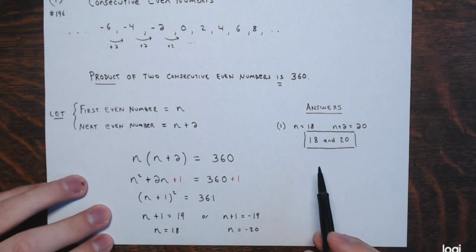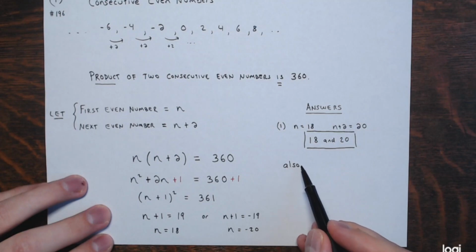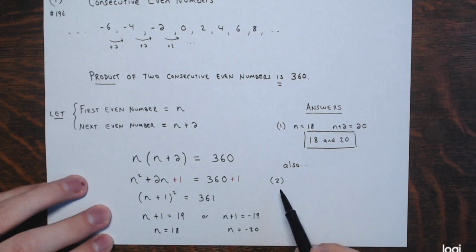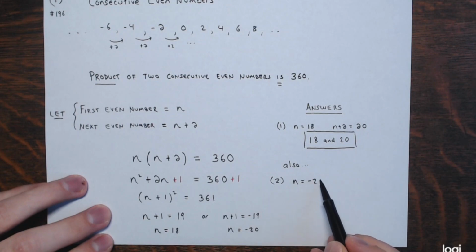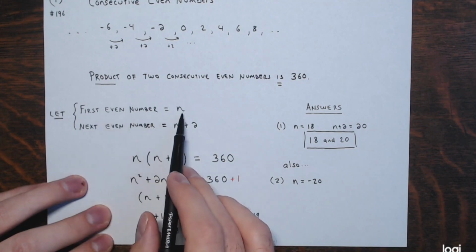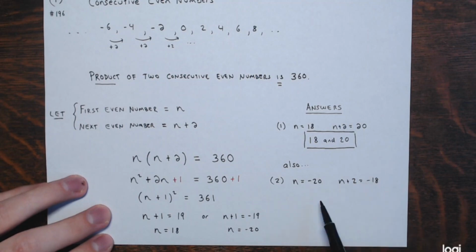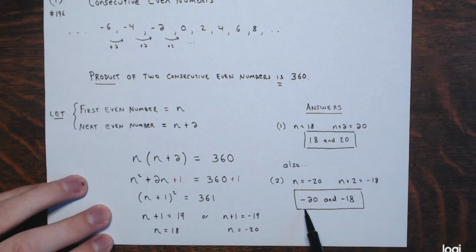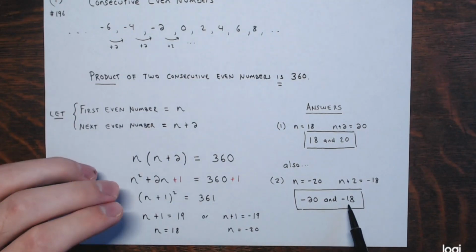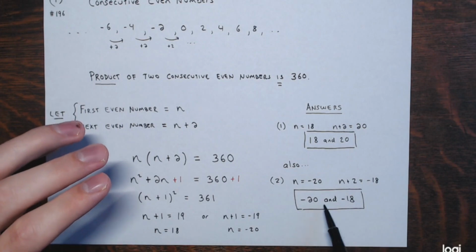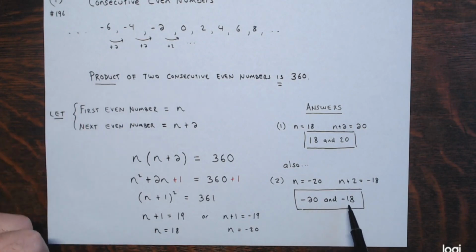But that's not all. The second answer I'm getting from this is when n equals negative 20. Right? When n equals negative 20, that's the first even number. Then the next consecutive even number, n plus 2, negative 20 plus 2 would be negative 18. So negative 20 and negative 18 is another answer to this question. They're consecutive even numbers, and they have a product of positive 360, right? Negative 20 times negative 18 is positive 360.